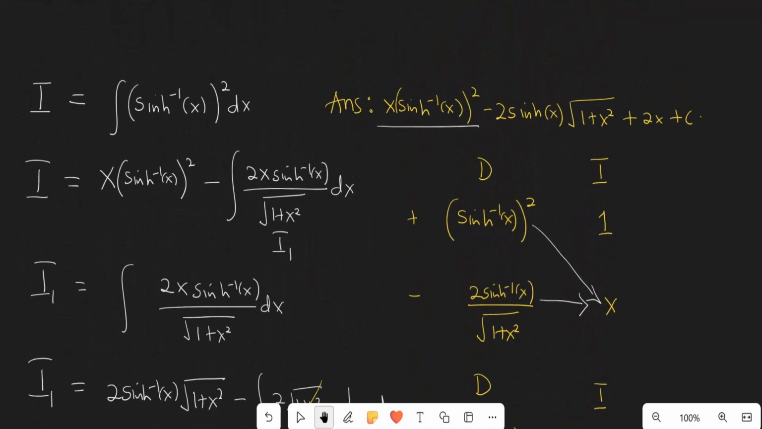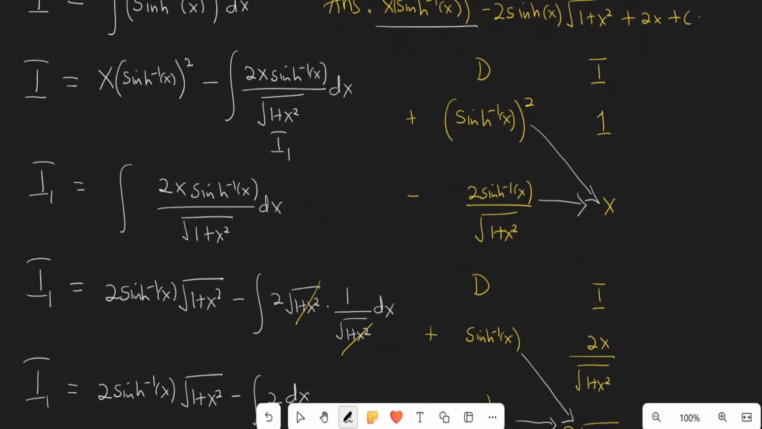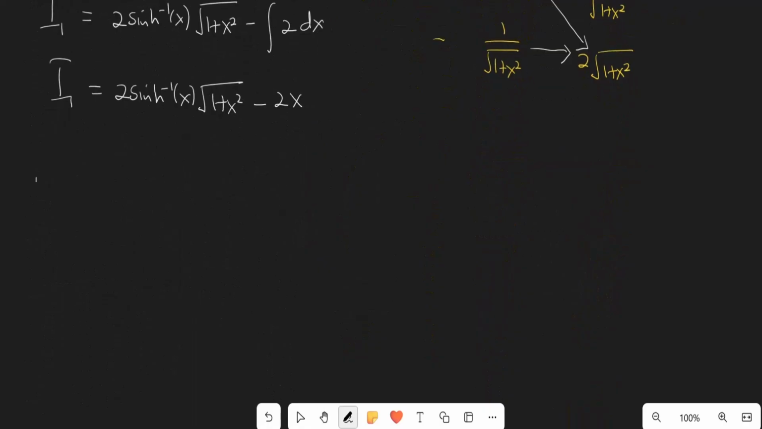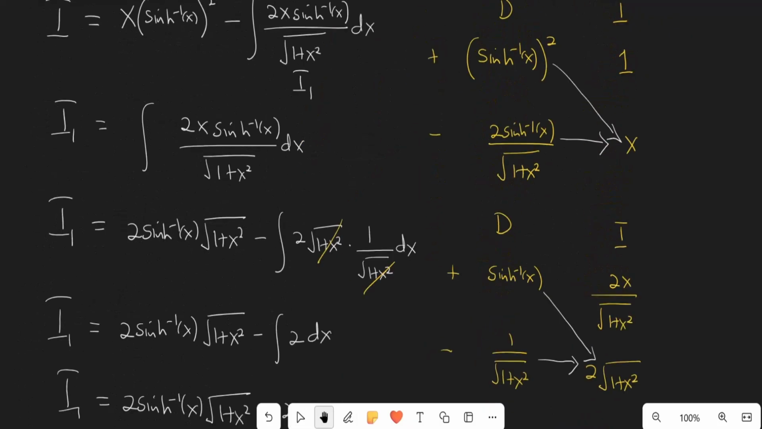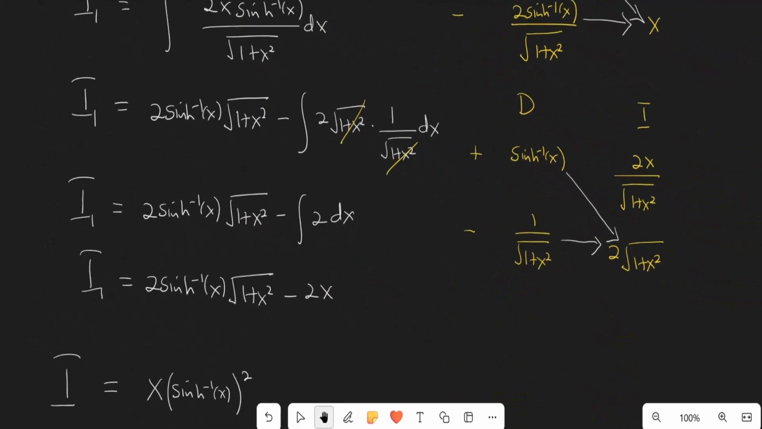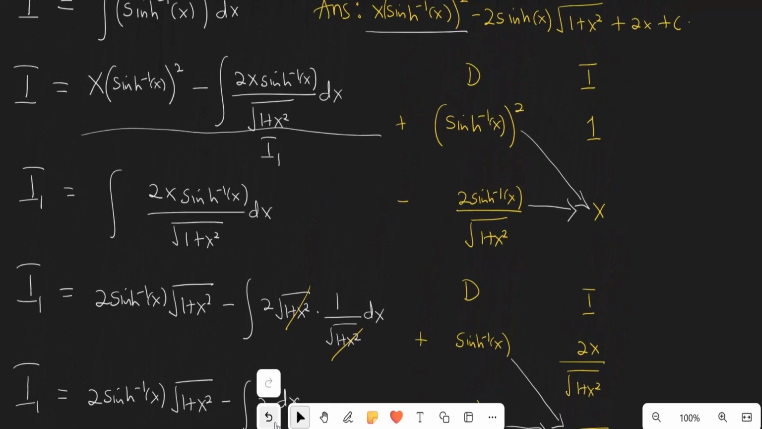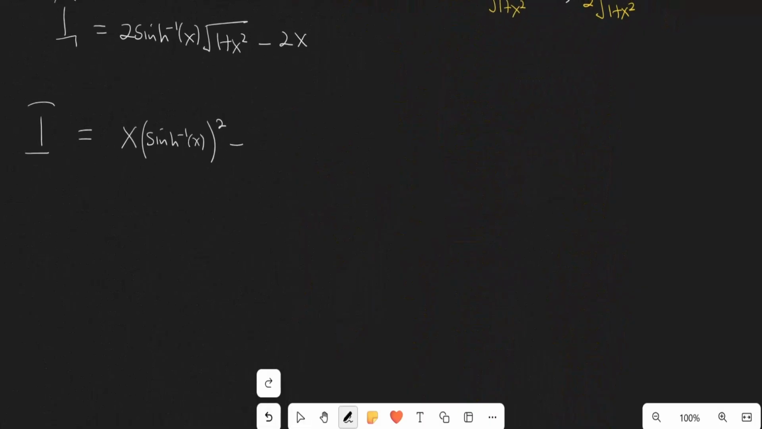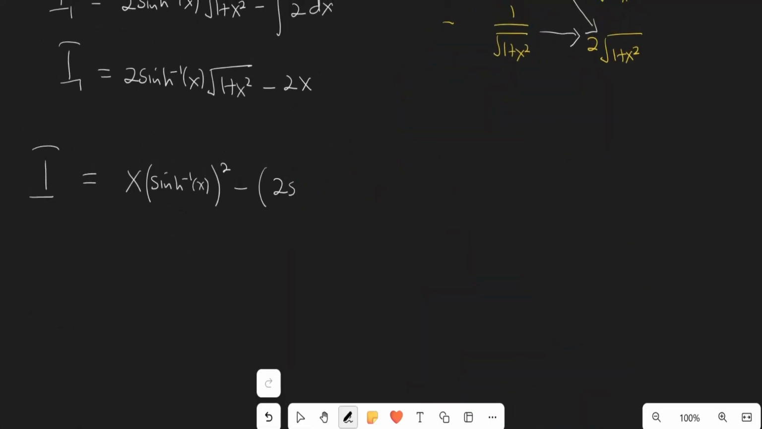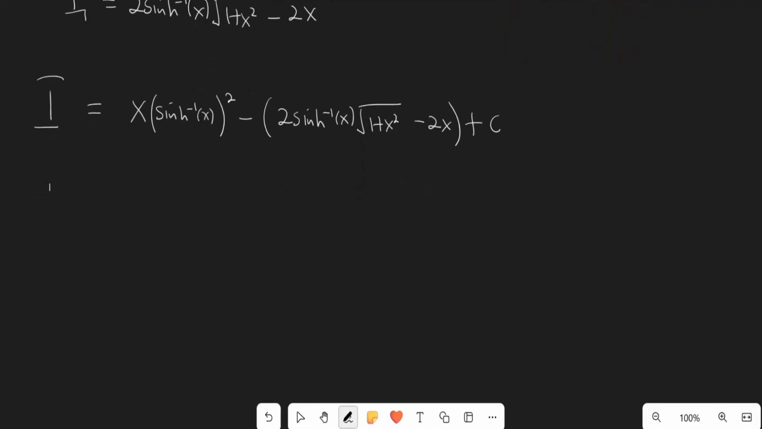So we can go back to I and now replace what I1 is. So I is equal to x times the sine hyperbolic inverse of x, this one squared, minus I1. So minus I1, then we can plug in I1. I1 is 2 times the sine hyperbolic inverse of x times the square root of 1 plus x squared minus 2x. We are done. We put the constant of integration c.